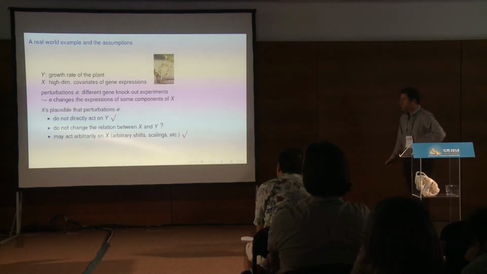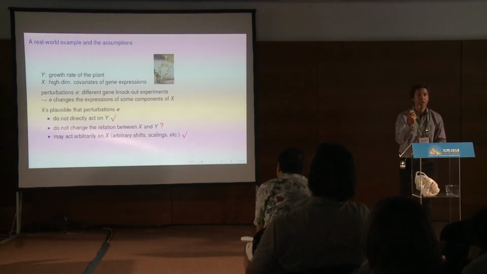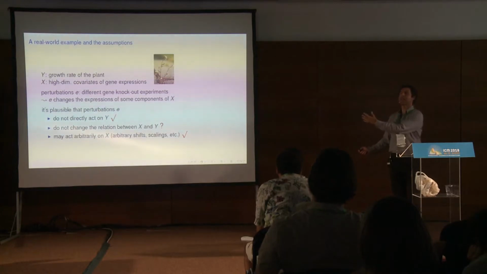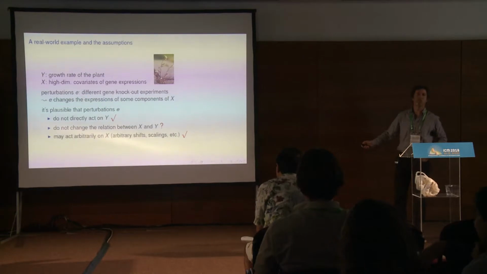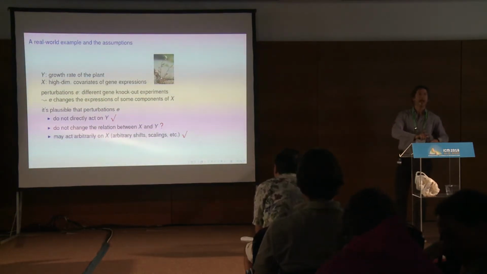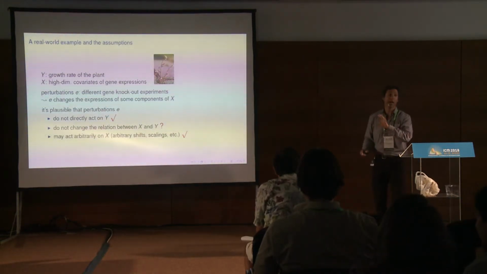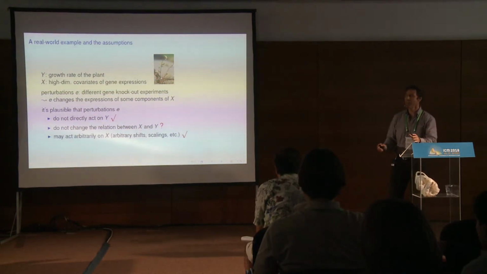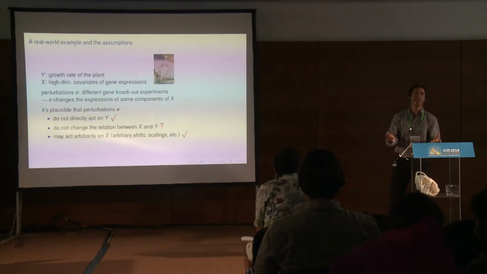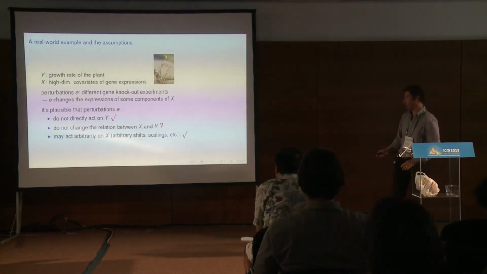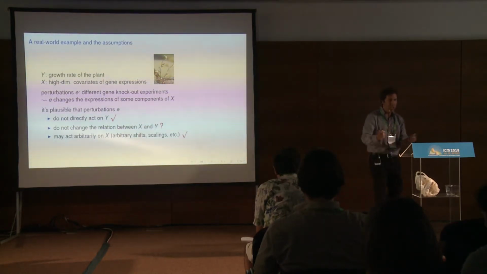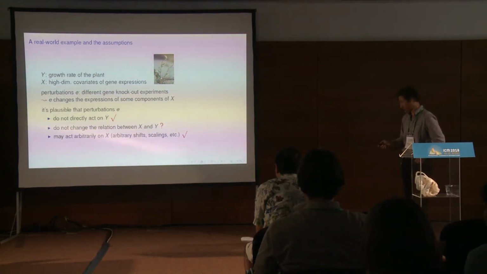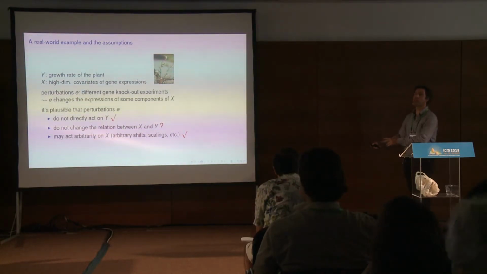Now, it's plausible if you perturb the gene, it will not directly act on Y. It will not directly act on the growth rate. That's a very plausible assumption, and so this assumption is fulfilled. The other one, I have no clue. If you perturb your X, it might change the mechanism between X and Y. That's a very hard problem, but you have to make some first-order assumptions, otherwise you're completely lost. Obviously, if you perturb the genes, the X components will be shifted a lot, scaled a lot, and so on and so forth. So the first assumption is very plausible that it holds. The second one, it's unclear.